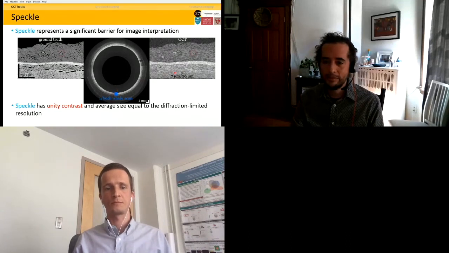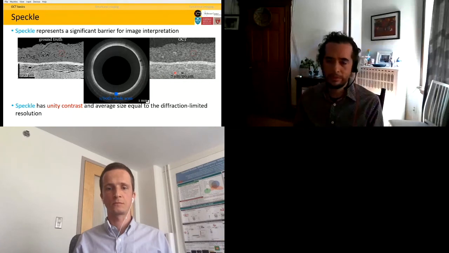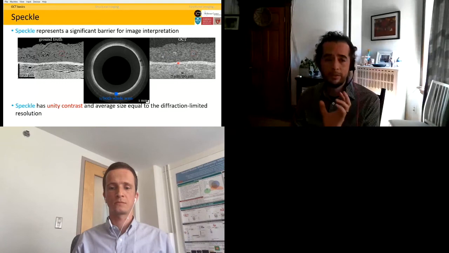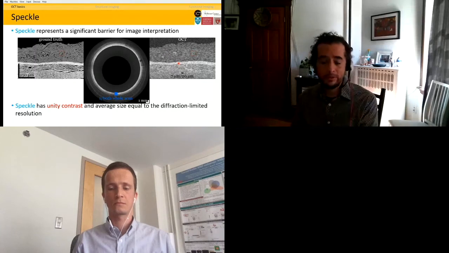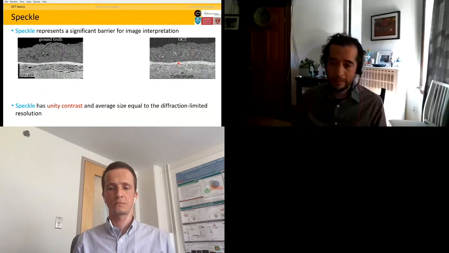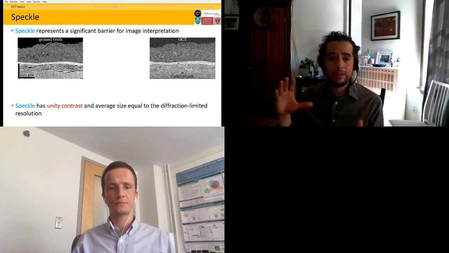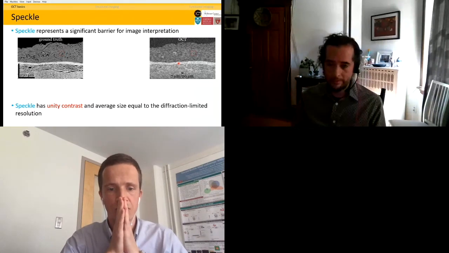So this relatively low resolution that we see visually is just because we're looking at a really, really small region of interest right now. The problem with speckle is that speckle has unity contrast. So it really affects in a fundamental way our interpretation of the image. And also the average size of the speckle is exactly the diffraction limited resolution of the system. So this means that interpretation of the structures in the tissue that are at the scale of the resolution are the most affected by it.